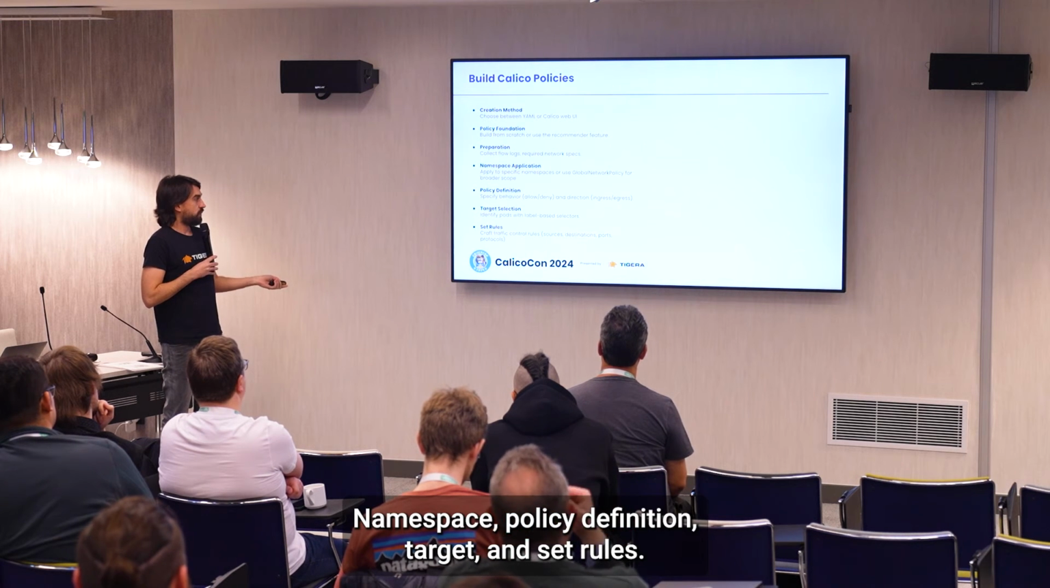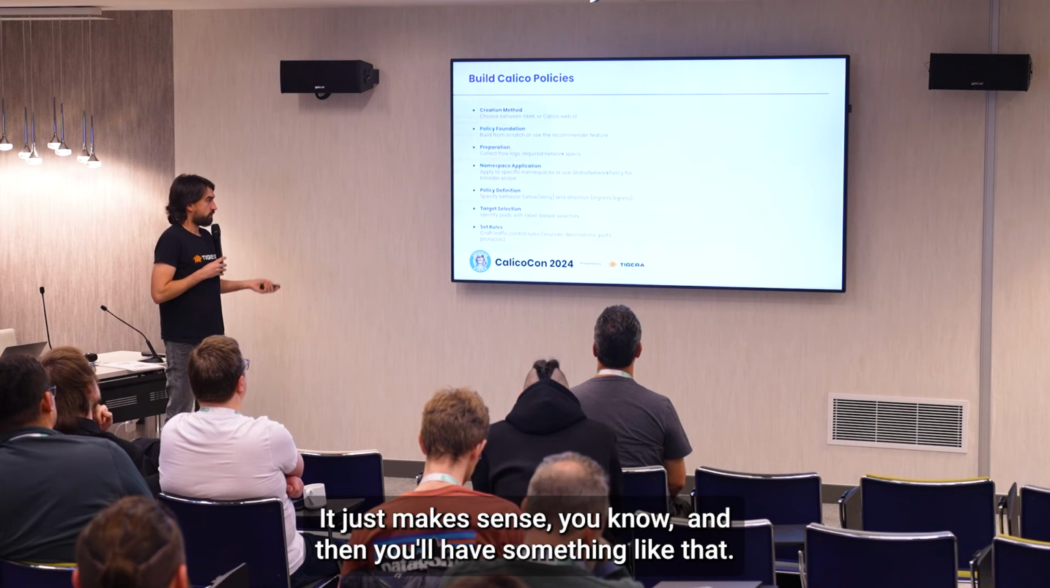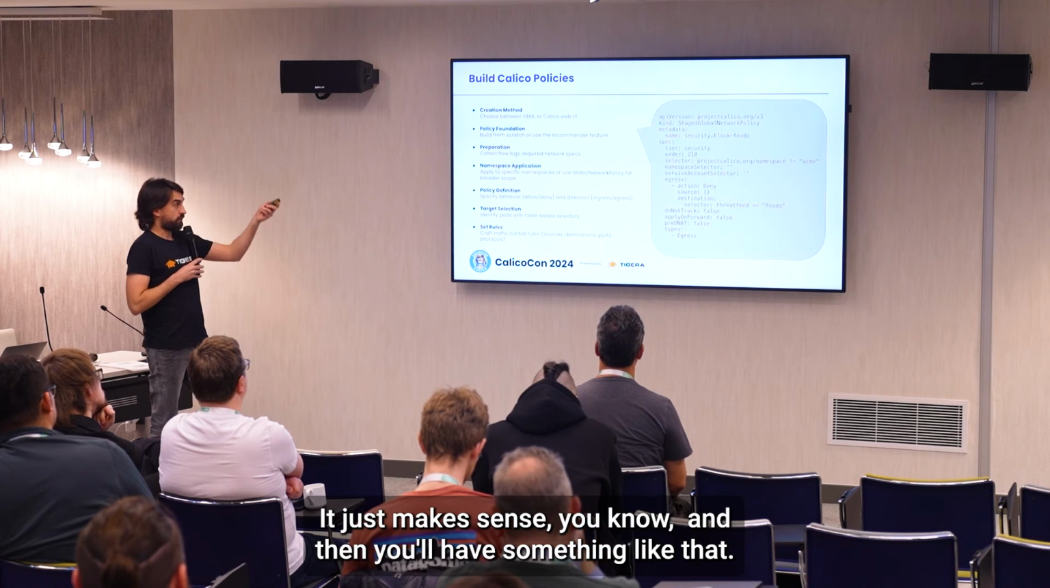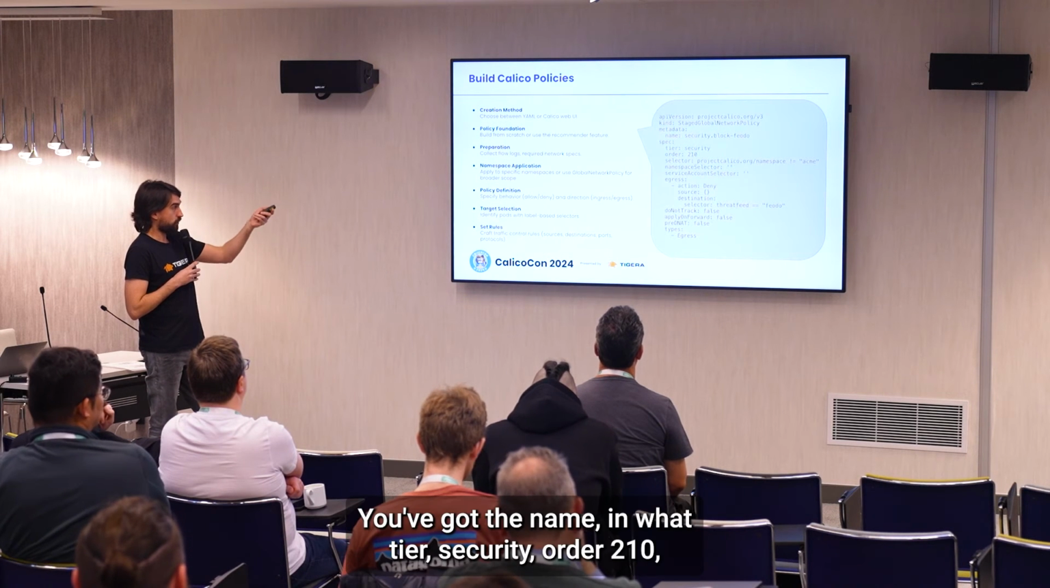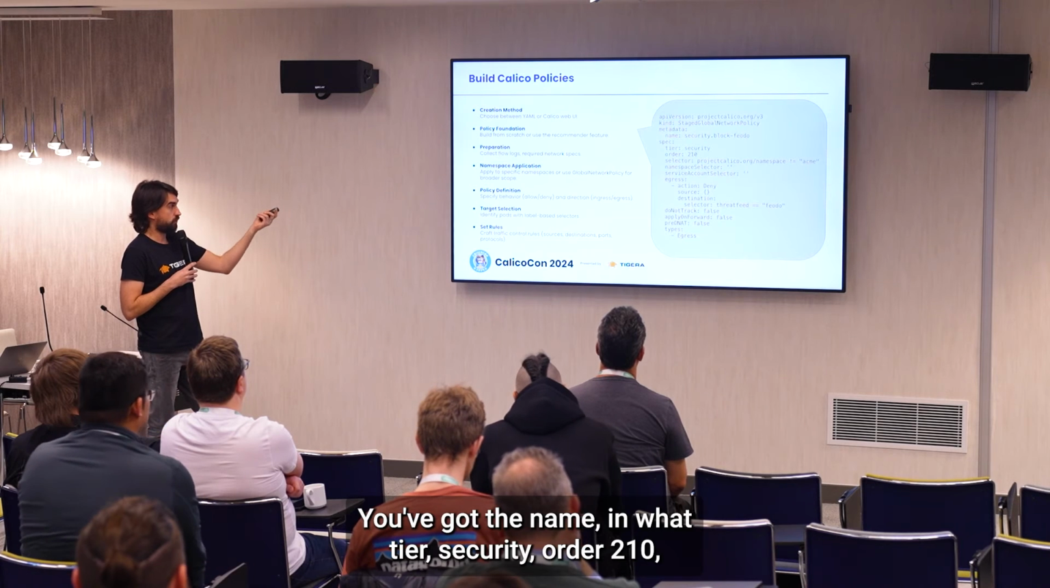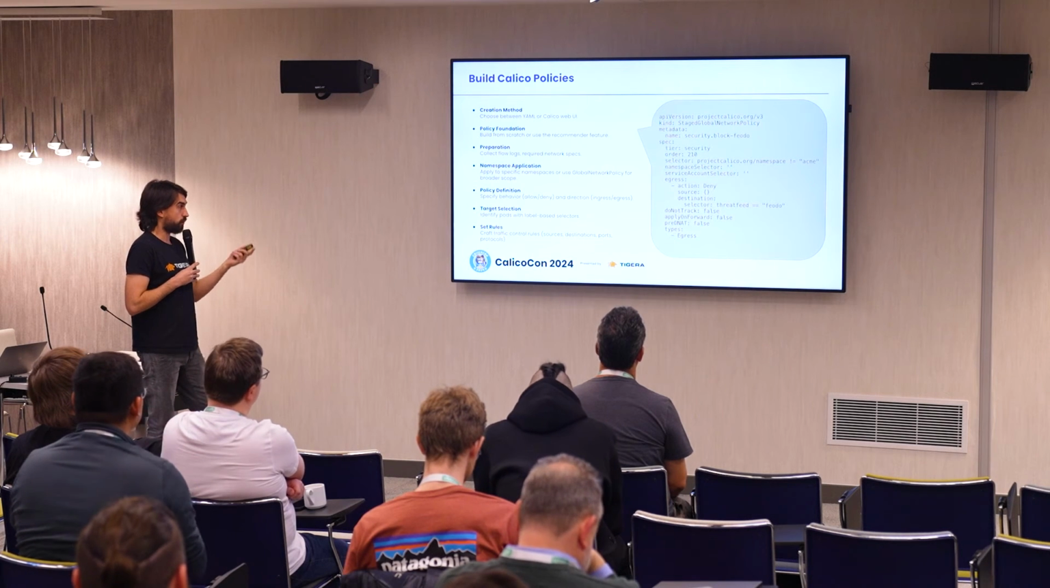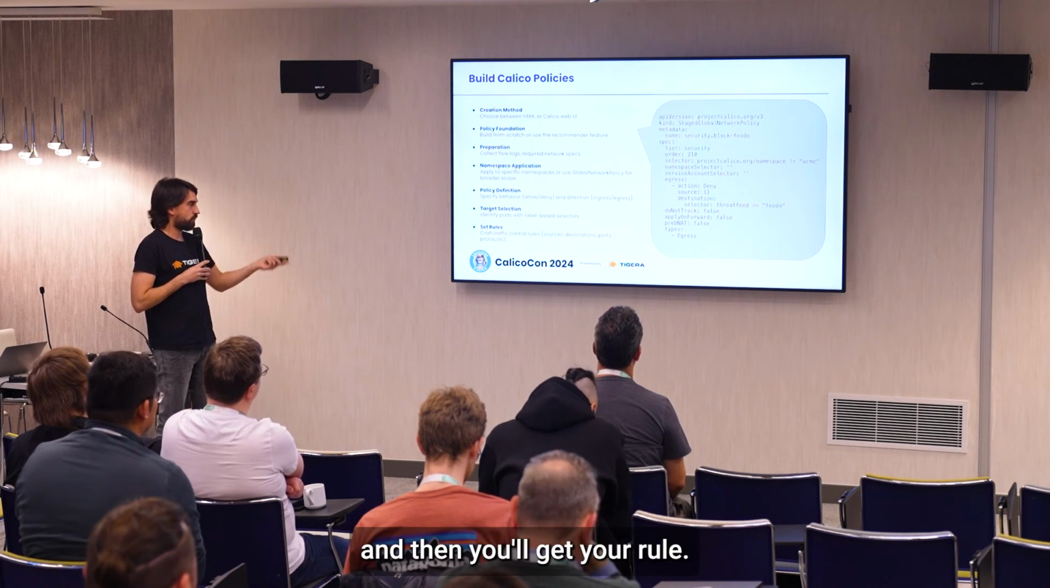Namespace, policy definition, target, and set rules. It just makes sense, you know, and then you'll have something like that. You've got the name, in what tier, security, order 210, and then you'll get your rule.